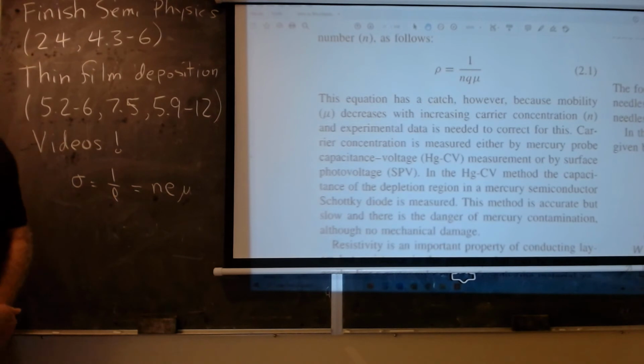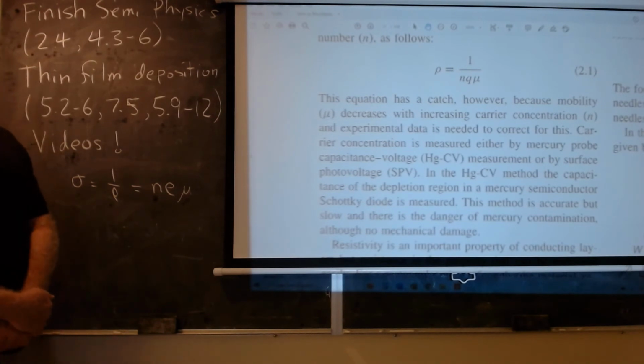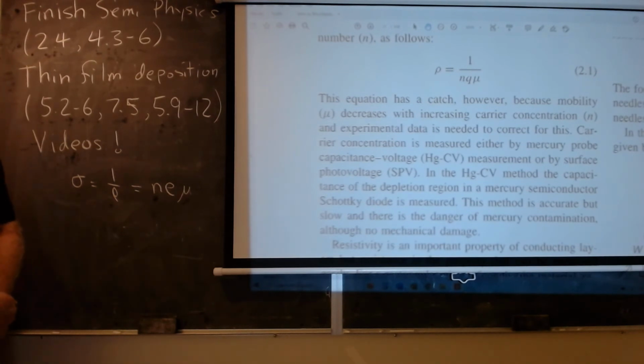And I think you can understand the reason why, because you understand that mobility is proportional to the scattering time, which makes sense because the longer the scattering time, the more mobile the carriers are. And it's natural to understand that one of the things you can scatter off of are the dopant atoms themselves.